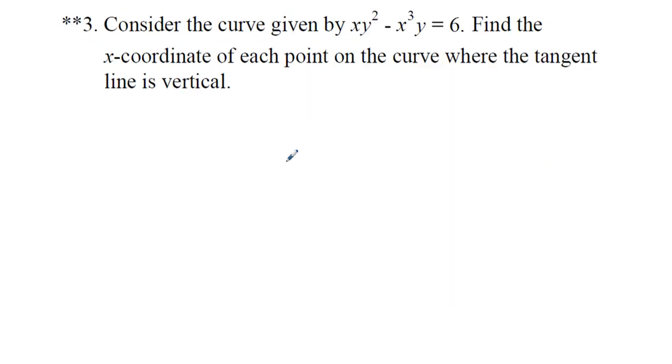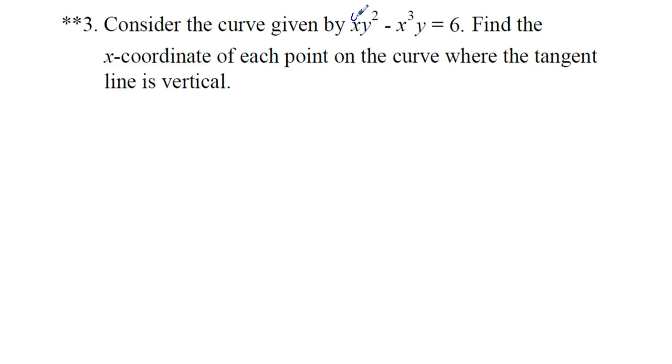Okay, the last one we're going to be looking at comes from an actual year 2000 A/B test. I think this is the 5th problem. Consider the curve given by xy squared minus x cubed y equals 6. And this is an implicit differentiation, which we went over in note card 24.